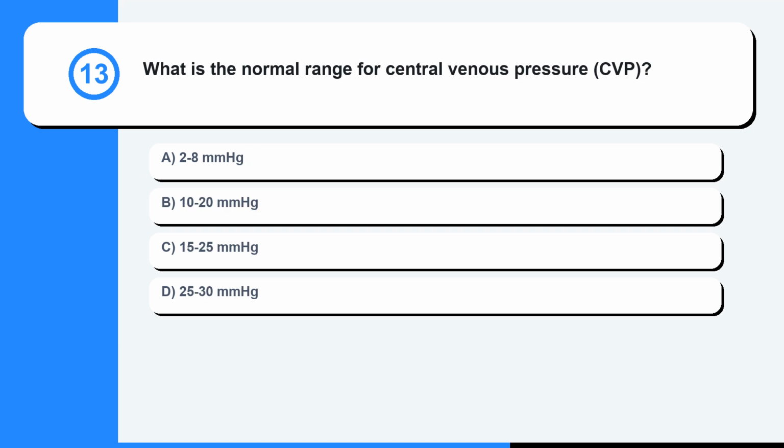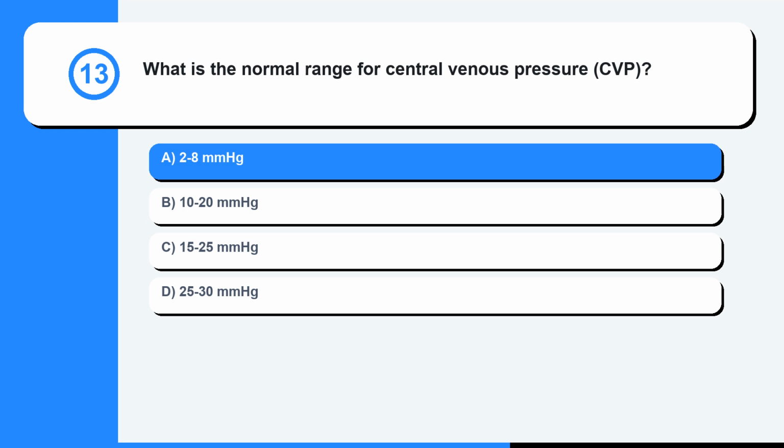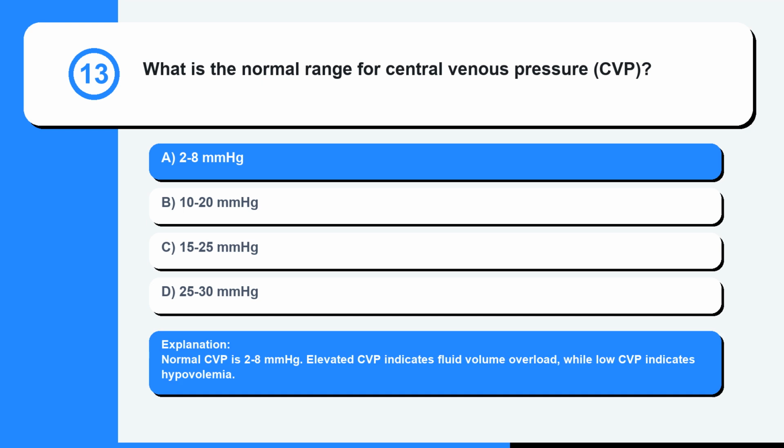Question 13. What is the normal range for central venous pressure, CVP? A. 2 to 8 mmHg. B. 10 to 20 mmHg. C. 15 to 25 mmHg. Or D. 25 to 30 mmHg. The correct answer is A. 2 to 8 mmHg. Normal CVP is 2 to 8 mmHg. Elevated CVP indicates fluid volume overload, while low CVP indicates hypovolemia.